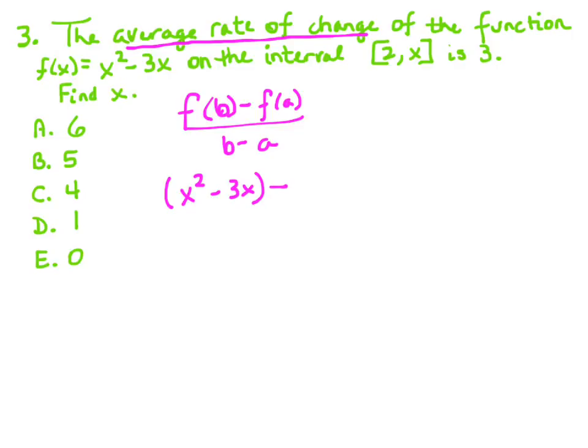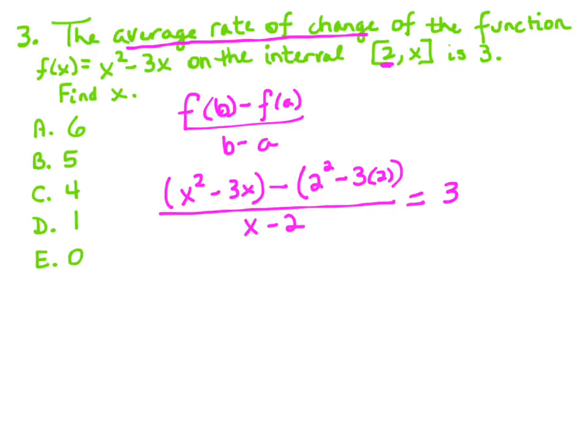Then I need to subtract f of a. Now my a value is 2, and so I'm going to plug 2 into my function. F of 2 would be 2 squared minus 3 times 2. And this is all over b minus a, or x minus 2. So that's my average rate of change using the formula. And they told us in the problem that this should be equal to 3. So I'm going to set it equal to 3, and then let's do some algebra and solve this equation.